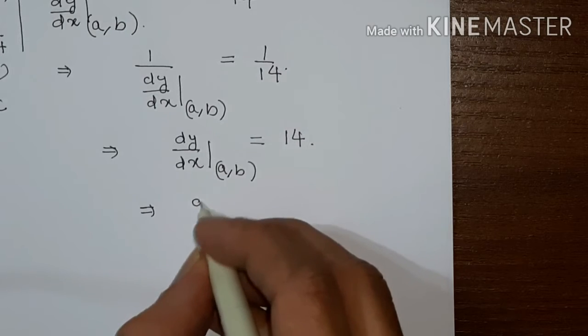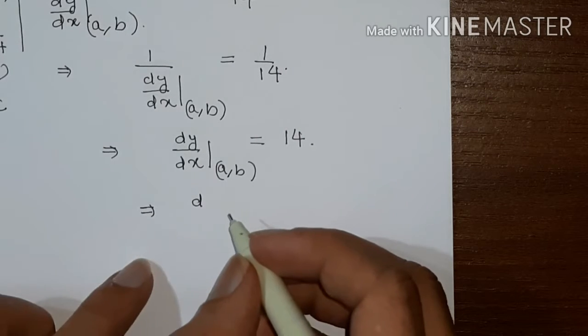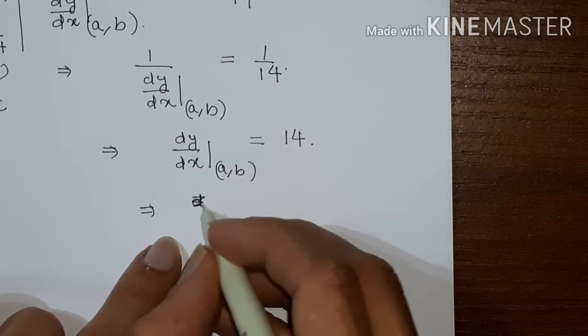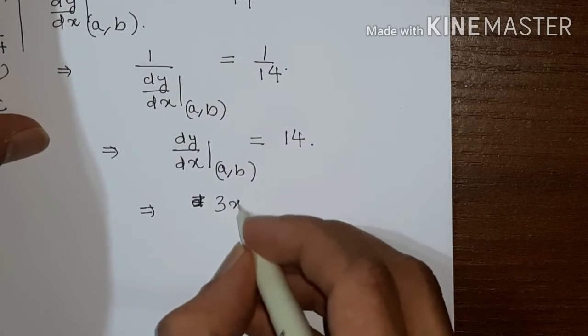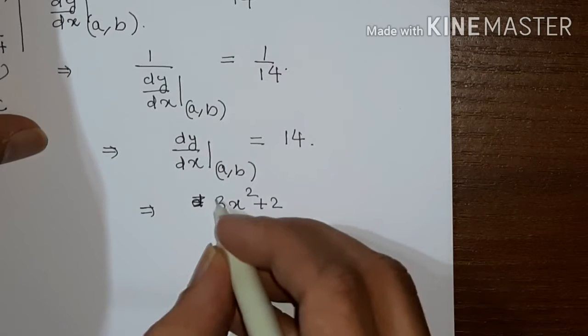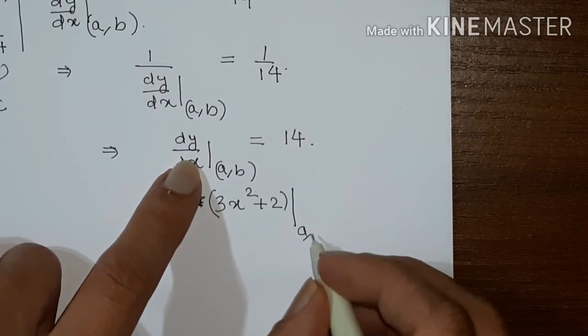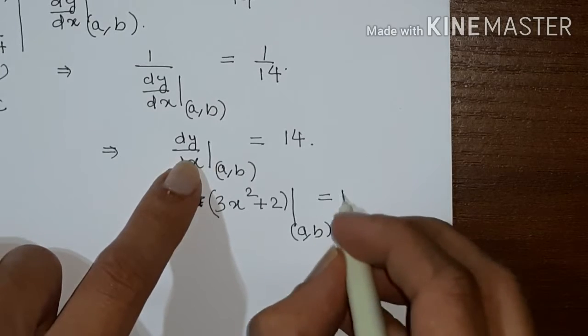What is the meaning of this? dy by dx we have already found out, that is nothing but 3x square plus 2. Now this dy by dx at this point a comma b is equal to 14.